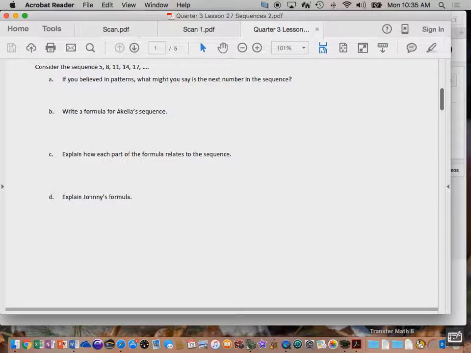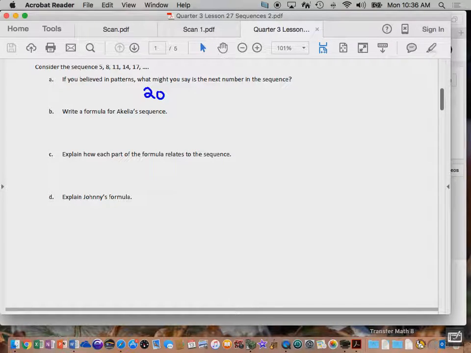All right, consider the sequence 5, 8, 11, 14, 17. If you believe in patterns, one or two people recognize it. What might you say the next number in the sequence is? I might say it is 20. I said the next is 5. It could be 8, 11, 5, 14, 17, repeating, continue forever. But you said 12, didn't you? No, I said 5. Okay, I thought somebody said 12, that's why I said repeating.